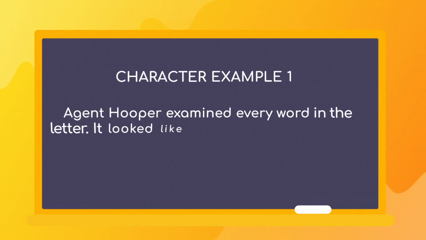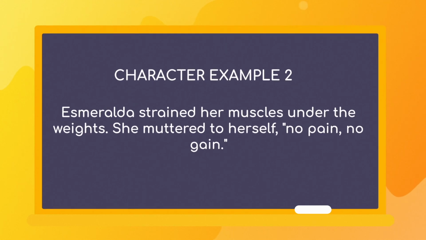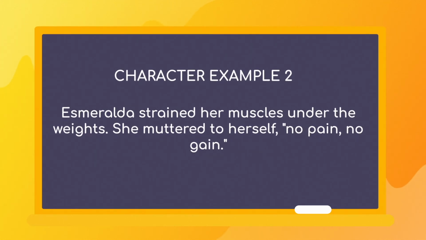Here is the first example of the character hook strategy. Here we are introduced to Agent Hooper, and we instantly want to know what was in the letter and why he'll have a sleepless night. And here is the second example. In this example, we are introduced to Esmeralda, and we are wondering, why is she working so hard and what is she trying to achieve?